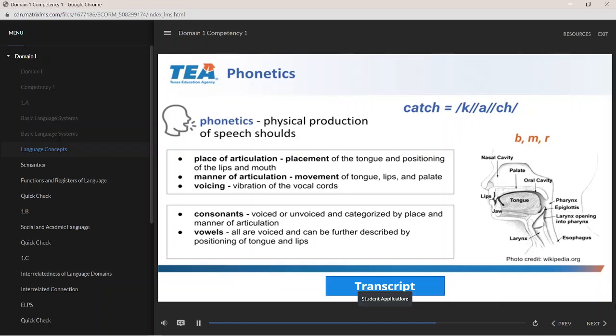Student application. ESL teachers must be aware of their own pronunciation as they help English learners in their ability to pronounce words in English. I will elaborate further when we touch on dialect in the discourse section of this video.